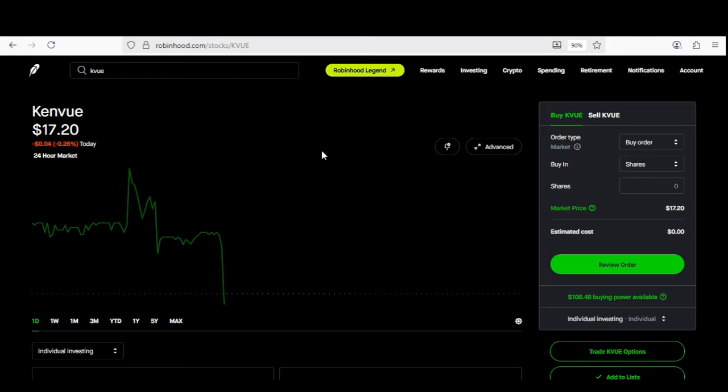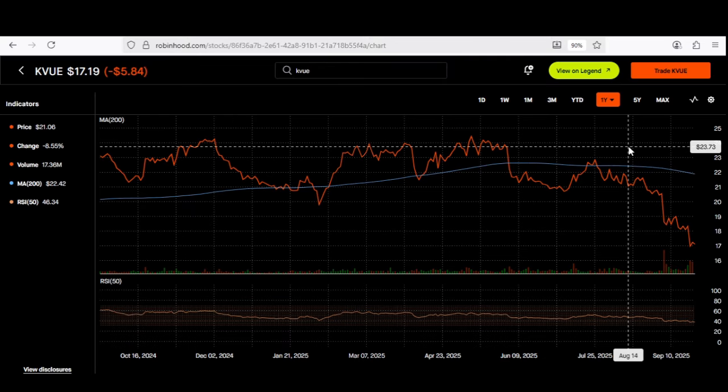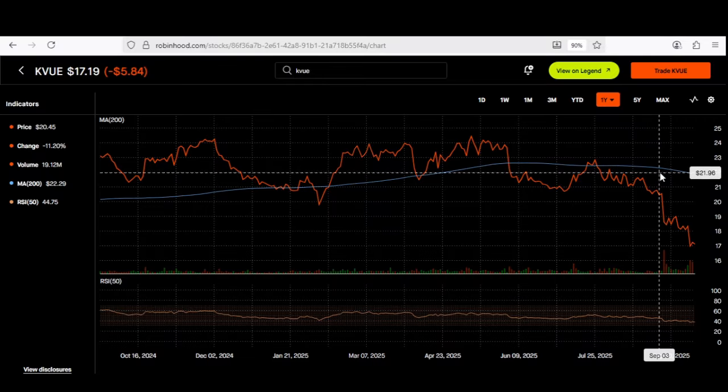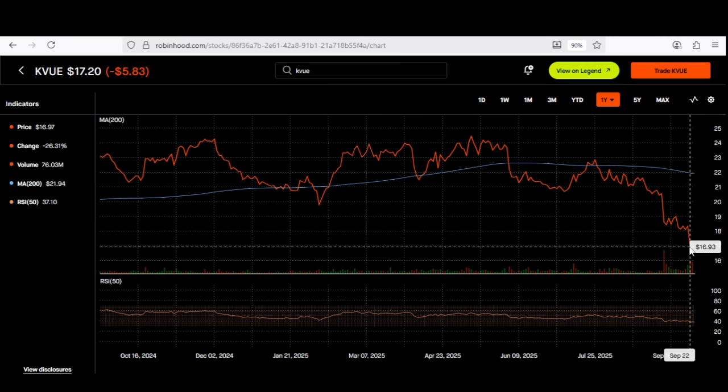Now, for Kenvue, the first thing we're going to do is jump into the advanced feature here in order for us to go over the chart. We're going to go to the 1 year outlook in order to see how this stock is performing. As you can see here, this blue line, which represents the 200-day moving average, tells us that the stock over the last 6 months or 200 days has been trading around the $21 mark. However, the current share price of $17.20 to your top left here is way below the 200-day moving average.